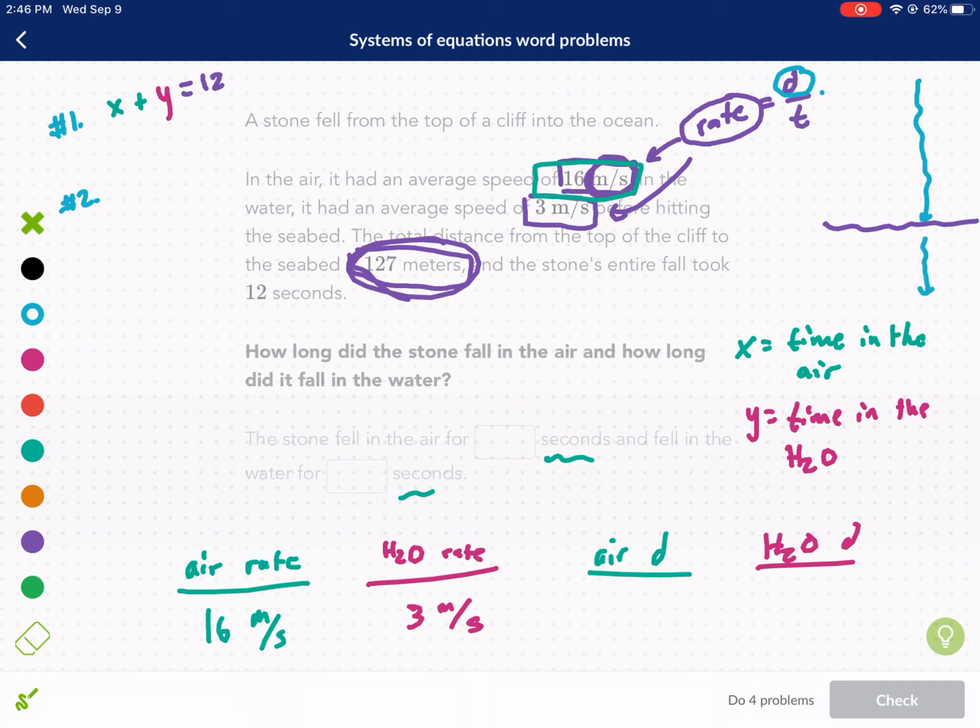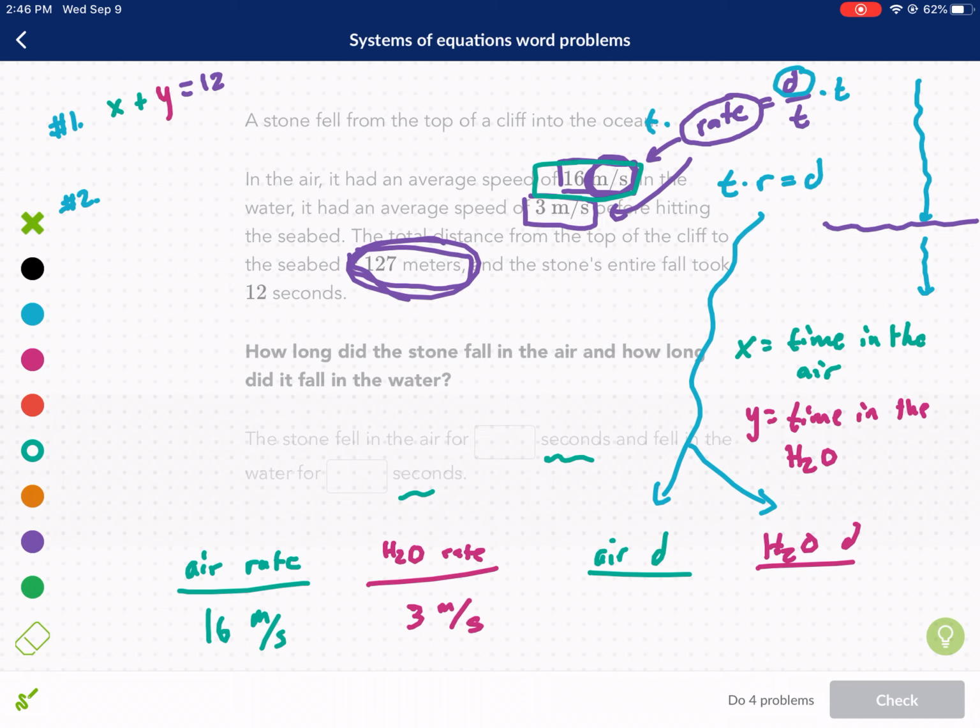We want to solve for distance, so we're going to multiply both sides by t. So now we know that time times the rate is equal to the distance. This is very much an SAT type thing to do, by the way. So distance equals time times the rate. Well, we know what that is for both of these.